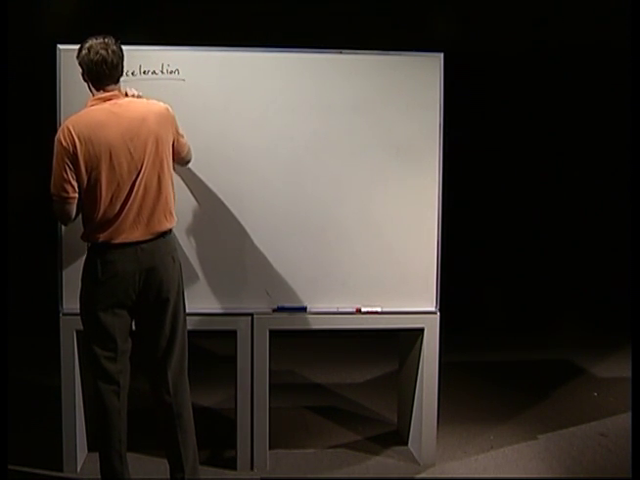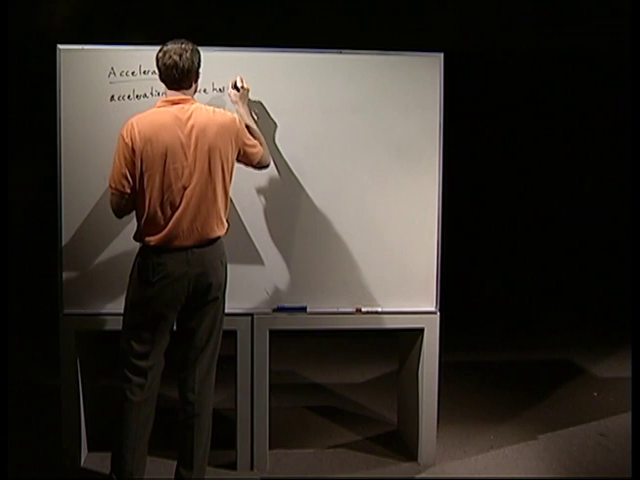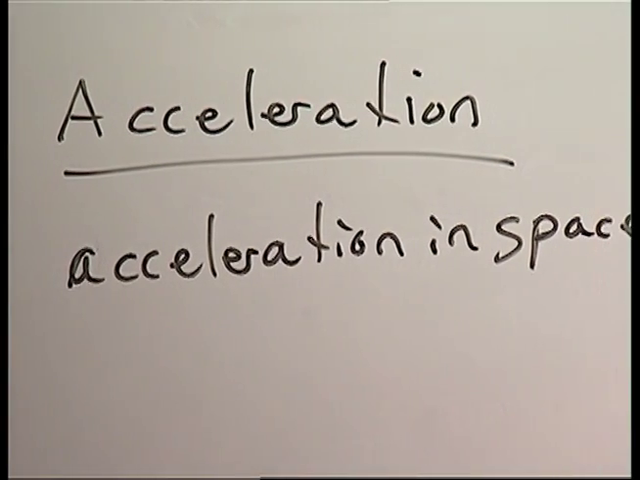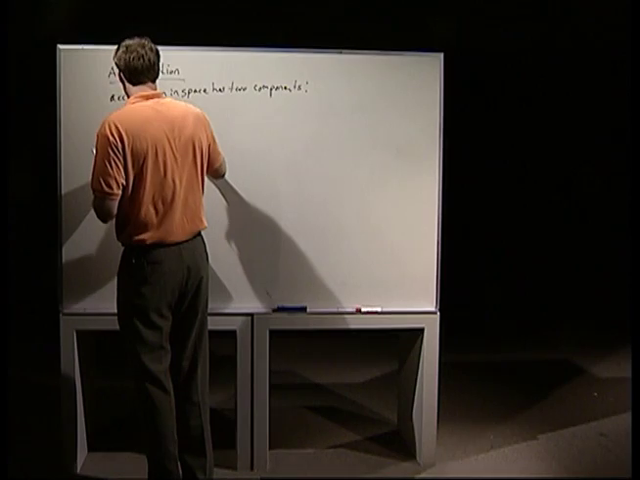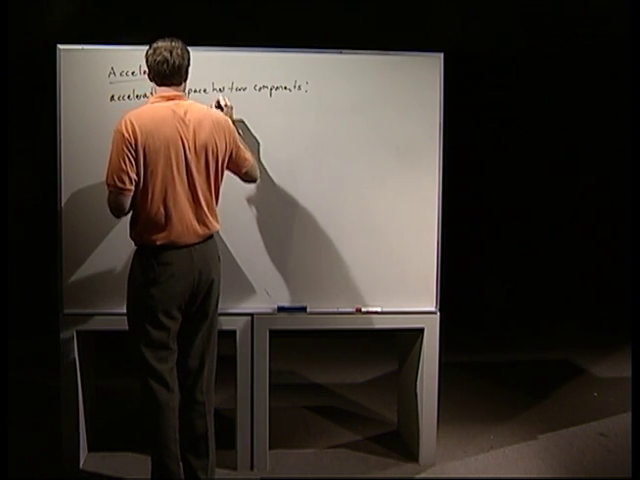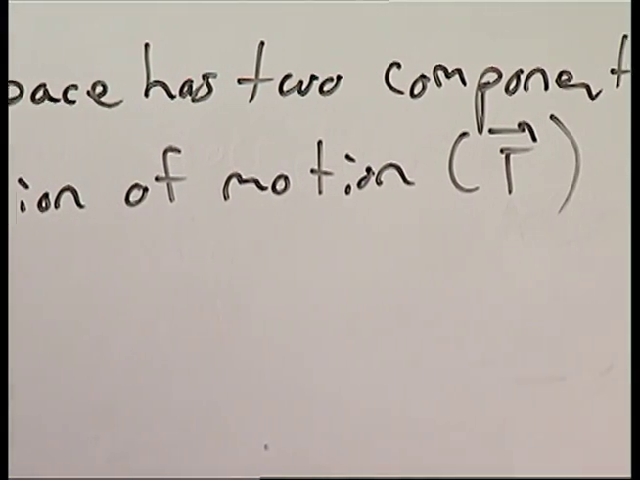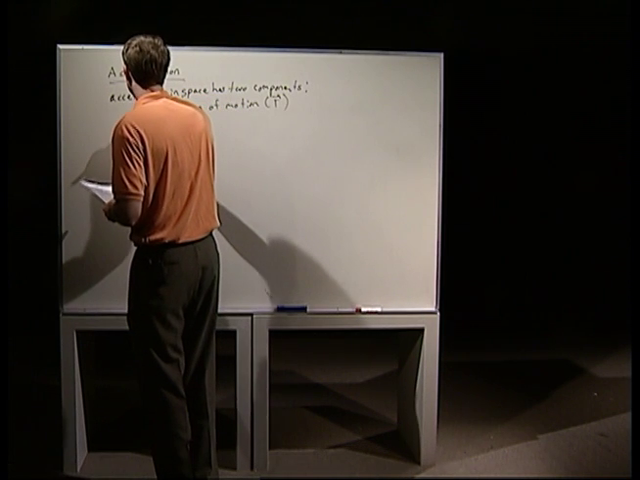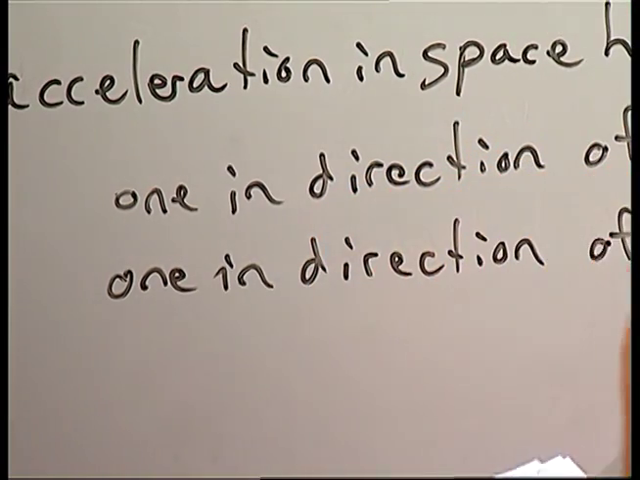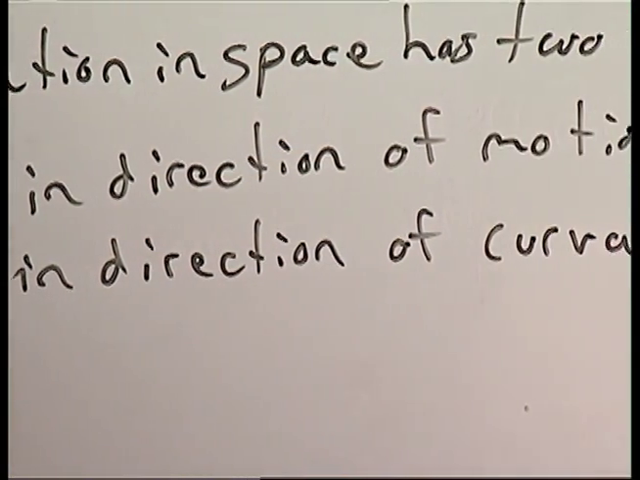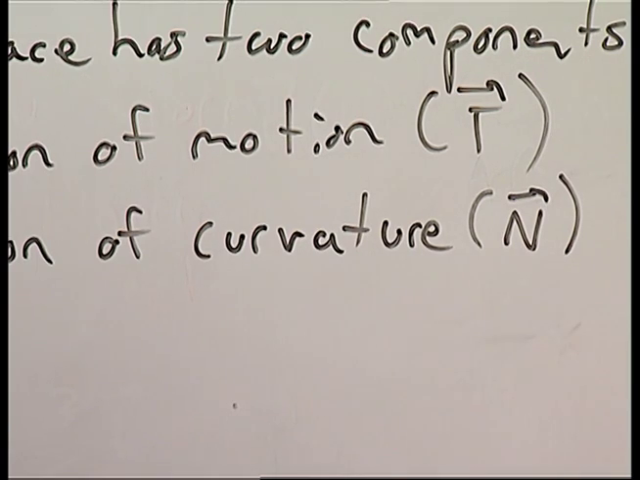Acceleration in space has two components. One in the direction of motion, i.e., one part of acceleration points the same way that T does. And one in the direction of curvature, i.e., one points the same way N points. Right? OK. So how are we going to approach this here?